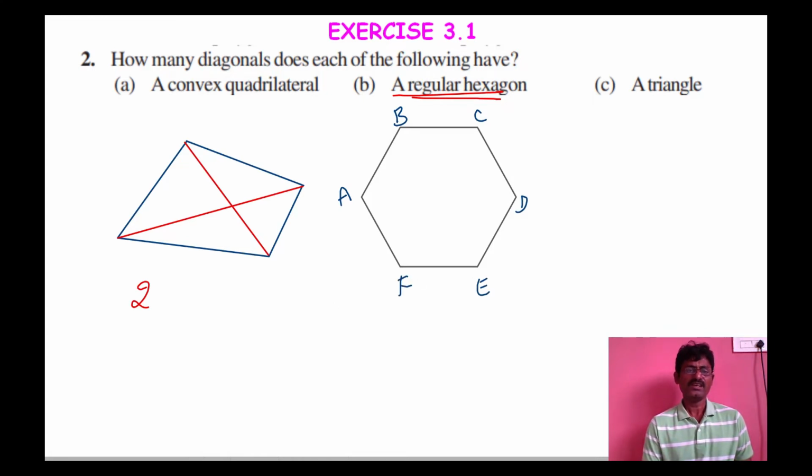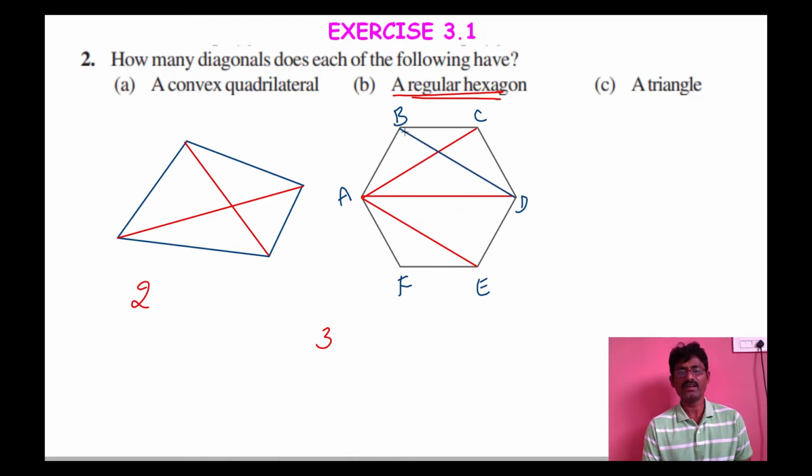Starting from A, let us try to draw the diagonals. So this is one diagonal, this is the other one and this is one more. So we have how many? 3. Now let us start from B. Starting from B, let us try to draw the diagonals. So BD is one diagonal, BE and BF. So we have 3 more. So plus 3.